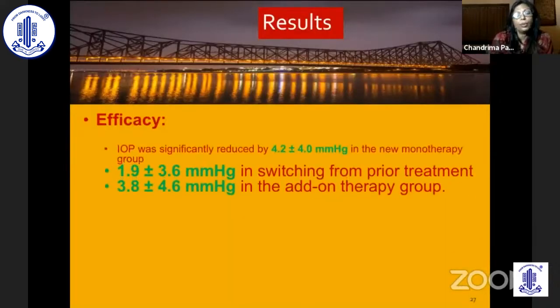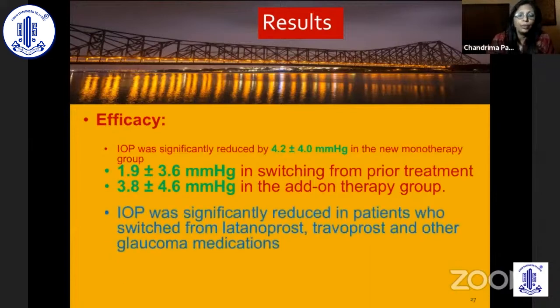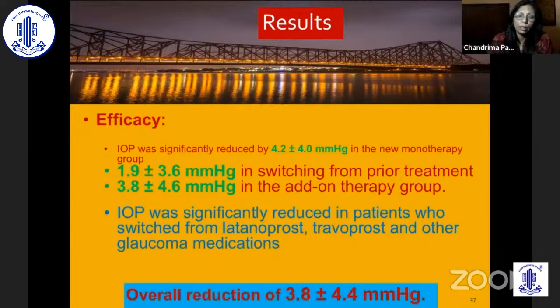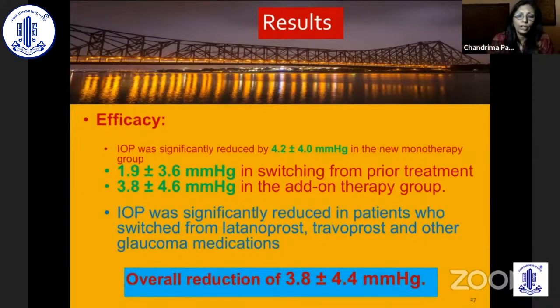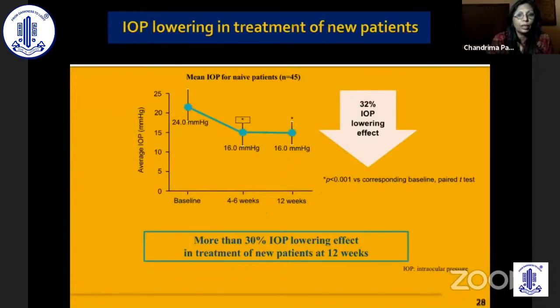So with that, we inferred that the IOP was significantly reduced by 4.2 plus minus 4 millimeters of mercury in the new monotherapy group, 1.9 plus minus 3.6 millimeters of mercury in switching from prior treatment, and 3.8 plus minus 4.6 millimeters of mercury in the add-on therapy group. IOP was significantly reduced in patients who switched from latanoprost, travoprost, and other glaucoma medications. And the overall reduction was about 3.8 plus minus 4.4 millimeters of mercury.